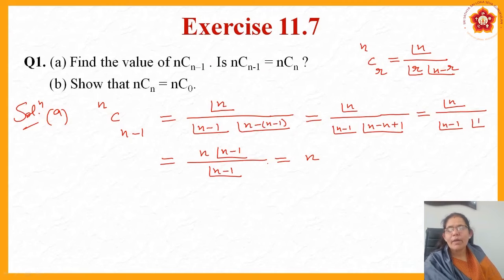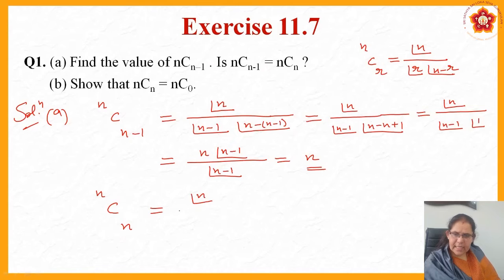So what is the value of nC(n minus 1)? The value of nC(n minus 1) is n. This is what we have got. Now they have also asked, is nC(n minus 1) equal to nCn? So nC(n minus 1) we have already found is equal to n.